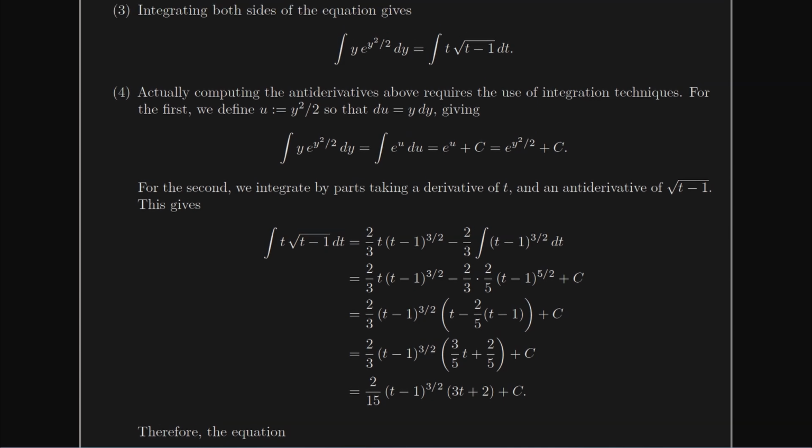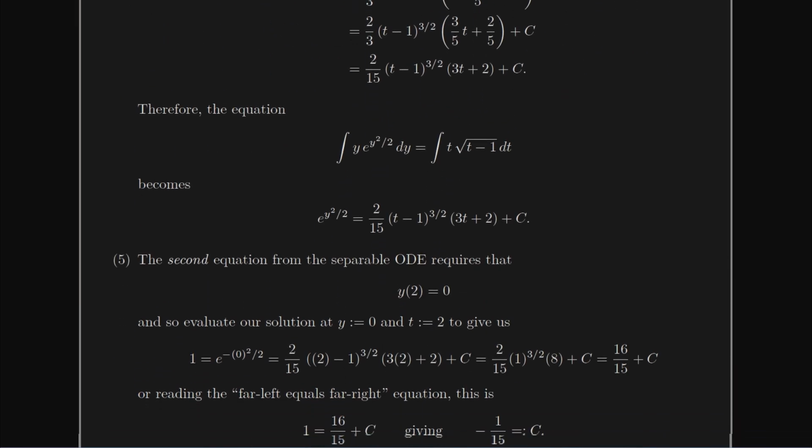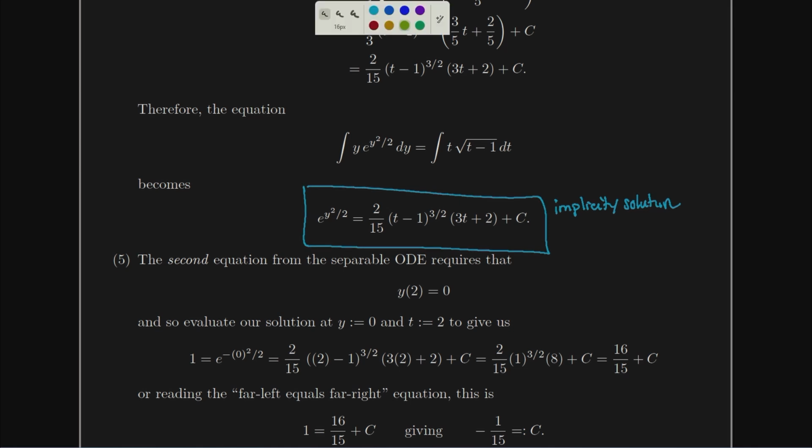Okay, so all that said, what have we actually done? We computed the left-hand side's antiderivative as e to the y squared over 2. We computed the right-hand side's antiderivative as 2/15 (t minus 1) to the 3/2 times (3t plus 2) plus c. We're going to substitute both of those in, and we end up with our implicit solution to the ODE, but it doesn't meet the initial values yet. As long as we have this plus c sitting around, it means we haven't hit our initial values.